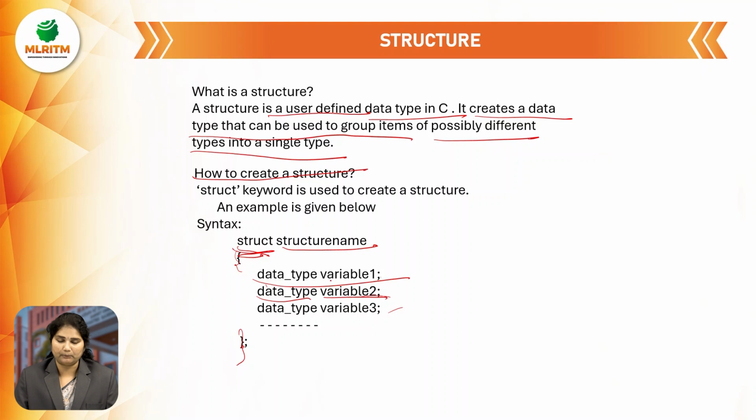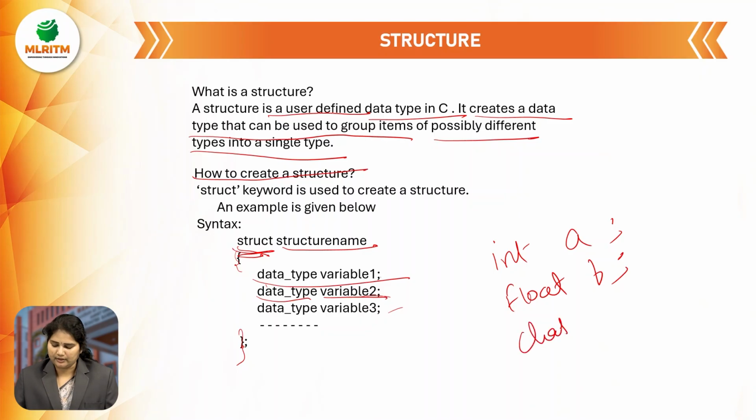The memory will be occupied accordingly. Suppose in int A we are declaring an integer, float B, and char C. For integer 4 bytes, float 4 bytes, and character 1 byte will be occupied. Totally 9 bytes of memory will be occupied for the given structure. Like this, the memory will be occupied.